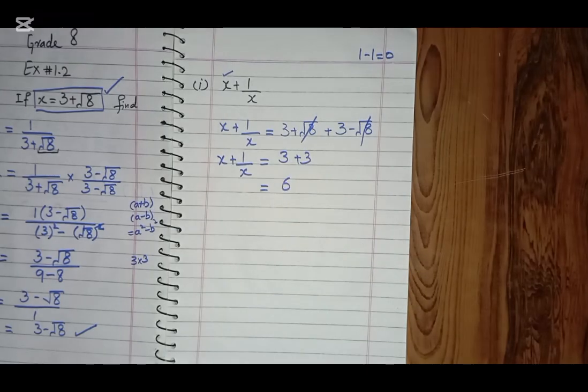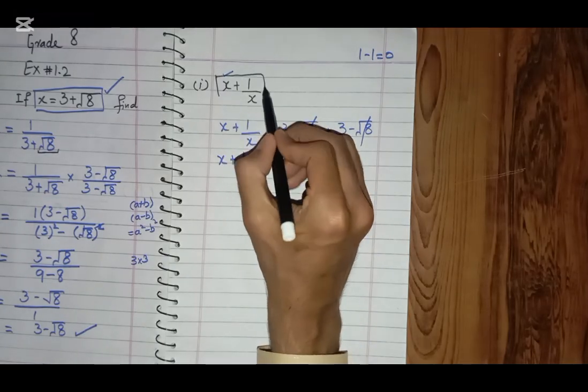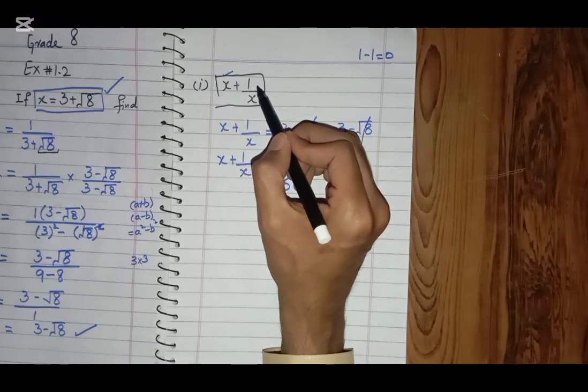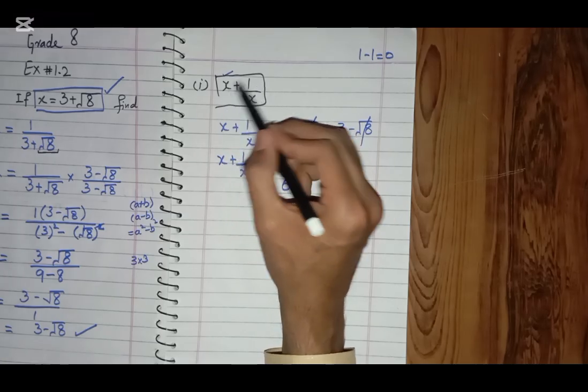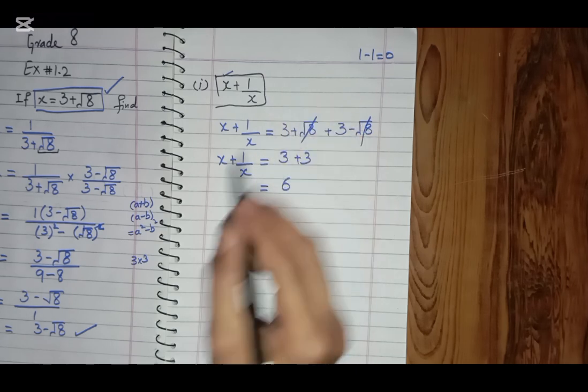So this is over part 1. For this purpose you only have to know these two values. First one is x and second one is 1 over x. If you know these values, then you can find any of the expressions. X is given, so you simply find 1 over x and you can solve any of the parts.